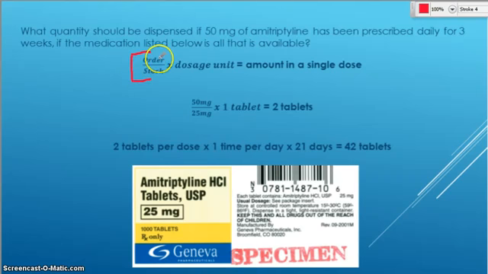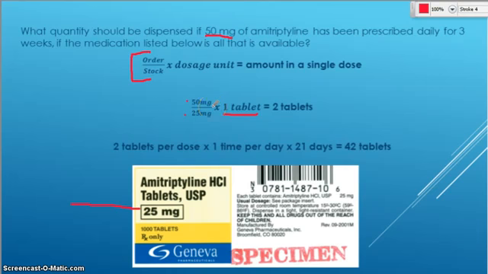So first is the order. What did the doctor order? The doctor ordered 50 milligrams, so that's what goes on top. When we go to our shelf, we find that the medication we have is only 25 milligrams. So that's what goes on bottom. It's 25 milligrams per tablet. Tablet is our dosage unit, so that's what goes here. So 50 milligrams divided by 25. You're going to do that in your calculator first.